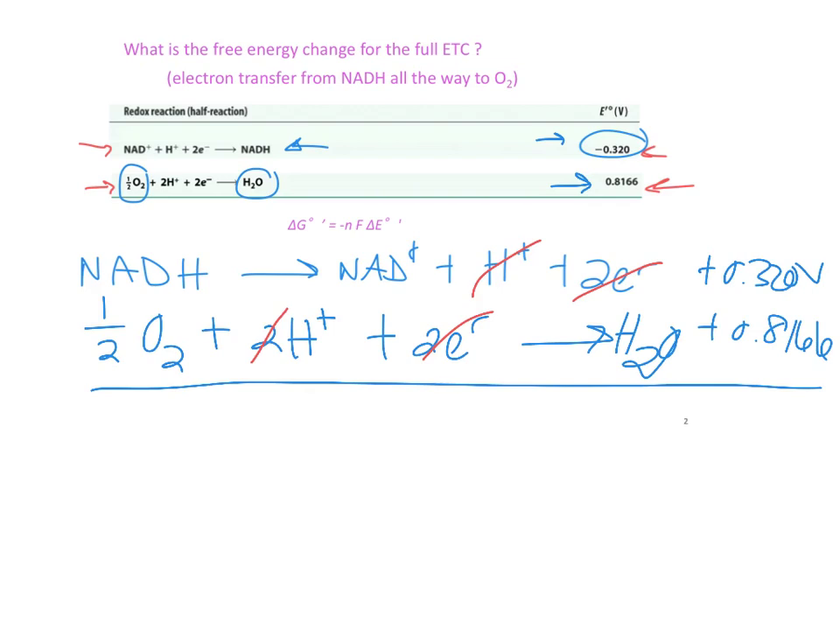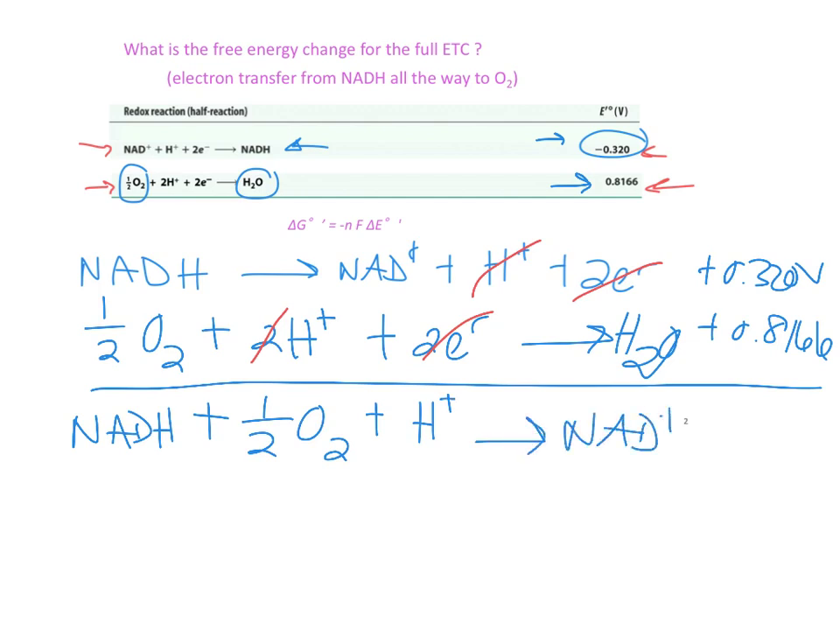So if I add those 2 half reactions together, I get NADH plus a half of an oxygen plus a proton goes to NAD plus H2O. Now I just want to make sure that it looks balanced. I've got 2 hydrogens here, 2 hydrogens there, an NAD and an NAD. A half of an O2, which means there's technically only one oxygen there, and 1 oxygen there.